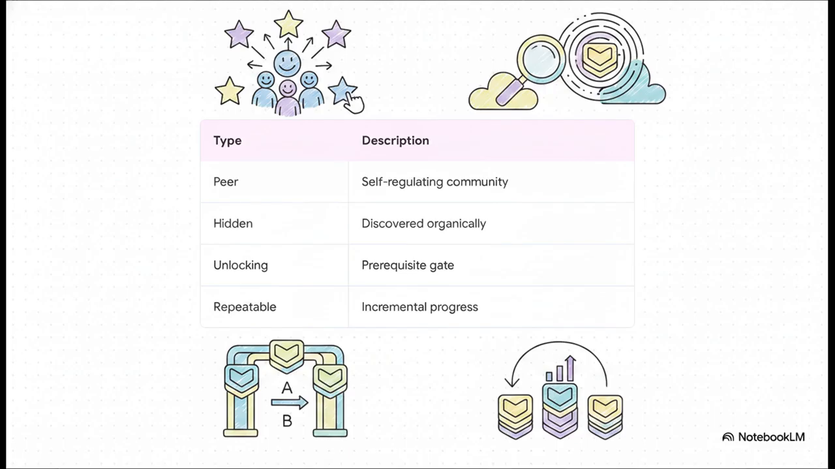Unlocking badges act as prerequisite gates, ensuring a learner totally masters Step A before they can even see Step B. And repeatable badges allow for incremental progress, motivating someone to try an action again and again to improve their score. The platform functionality you choose will fundamentally shape the entire learning vibe.